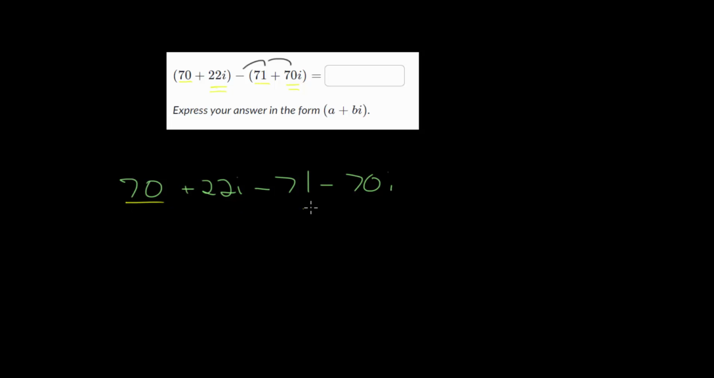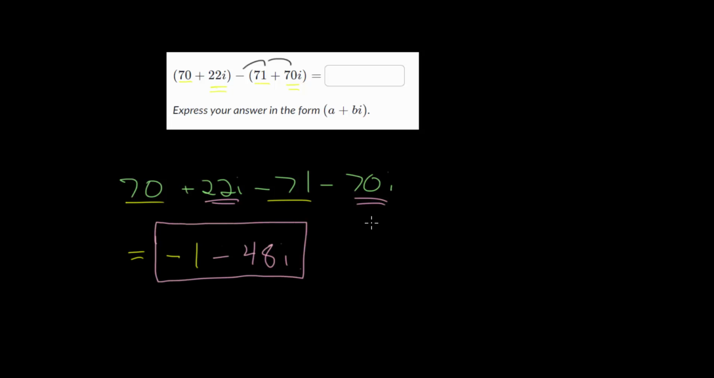So from here, we just have to combine like terms. The real parts will be combined and the imaginary parts will be combined. So 70 minus 71, that's just negative 1. And 22i minus 70i, well, if we do 22 minus 70, that's going to give us minus 48i. So this will be our final answer when we're subtracting this complex number from this one.